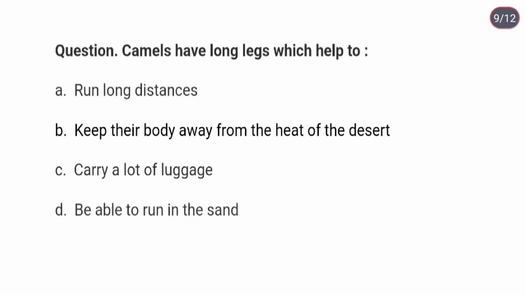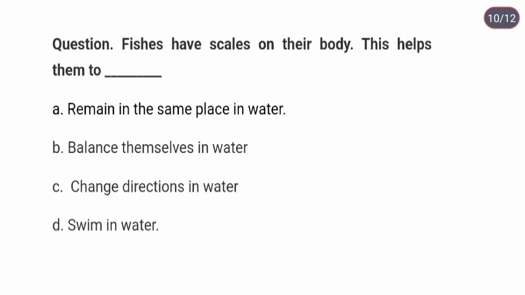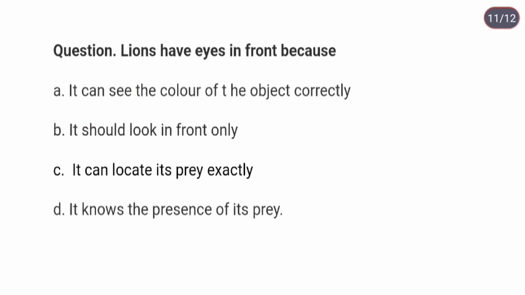Camels have long legs which help to keep their body away from the heat of the desert. Fishes have scales on their body. This helps them to remain in the same place in water. Lions have eyes in front because it can locate its prey exactly.